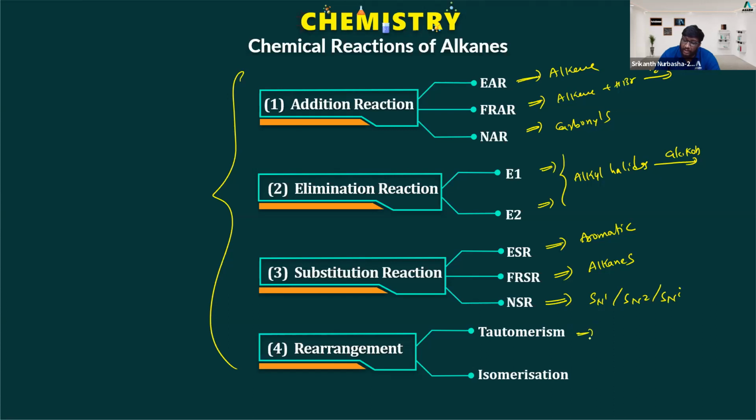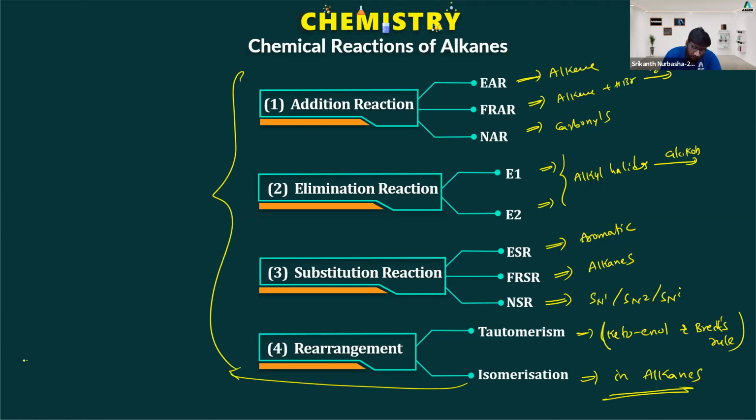Tautomerism. Include the Bredt's rule as well. Keto-enol and Bredt's rule. And isomerization reactions. In alkanes also we have some type of isomerization reactions. Like you can say this reaction: n-butane, CH3CH2CH2CH3, treated with AlCl3 in the presence of HCl at high temperature forms isobutane. The rearrangement is going to happen. It is an example of a rearrangement reaction only. Like that, we have studied different types of reactions.